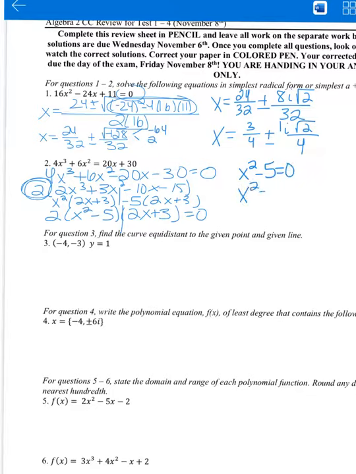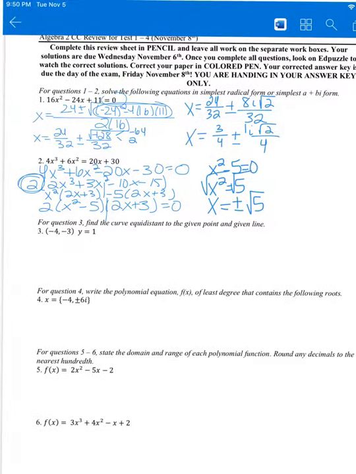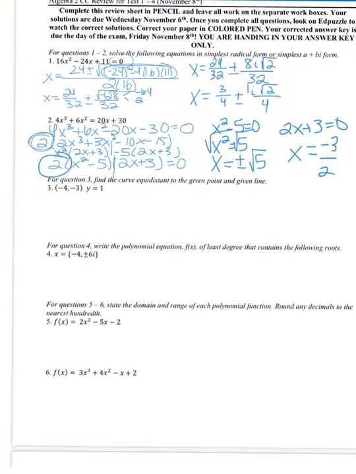X squared is equal to 5. X equals, you take the square root. Whenever you take the square root, you have plus and minus. The square root of 5 does not simplify. And then 2x plus 3 equals 0. So x is equal to negative 3 over 2 as well. If you were to take your GCF and set that equal to 0, 2 equals 0 makes no sense. So that kind of just goes away.